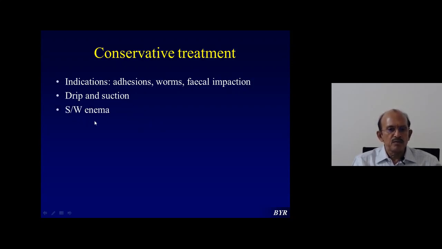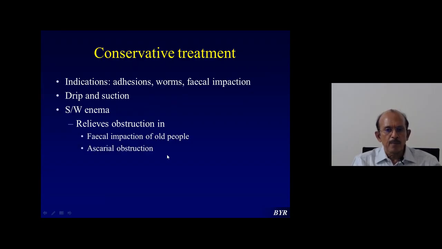Soap water enema. You can administer an enema to clear out all the impacted fecal matter in the colon. Usually one enema may not be sufficient. You may have to give 2 or 3 enemas. But before that, you resuscitate the patient with drip and suction. The soap water enema relieves obstruction in fecal impaction and ascarial obstruction, and it's contraindicated whenever there is tenderness, either ordinary tenderness or rebound tenderness or guarding.